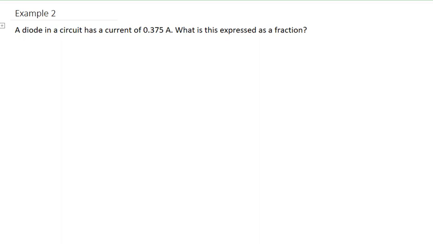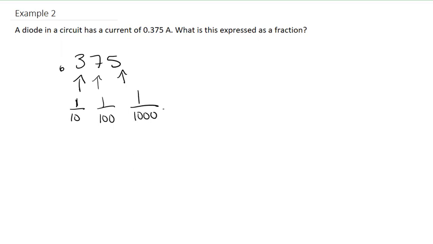Example 2. A diode in a circuit has a current of 0.375 amps. What is this expressed as a fraction? Well, we have our decimal 0.375. So this 3 is our tenths spot. So this really is 1 over 10 in terms of tenths. This is our hundredths. So this is the 1 over 100 spot. And then this is our thousandths.